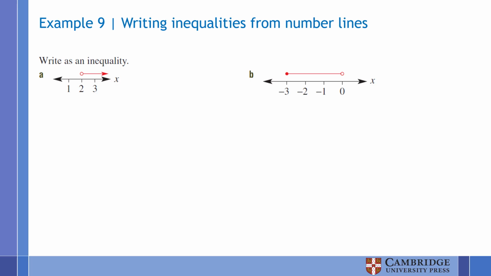Okay, so we've got our first working example here. Okay, so we have writing inequalities from a number line. So we look here, and go, okay, what's our starting point? So we've got our number 2, our variable that we're using is x, and we can see we're to the right of our value of 2, so x is going to be bigger than it.